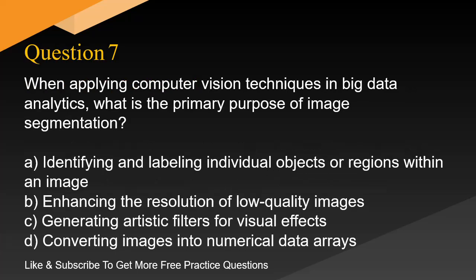Question 7. When applying computer vision techniques in big data analytics, what is the primary purpose of image segmentation? A. Identifying and labeling individual objects or regions within an image. B. Enhancing the resolution of low-quality images. C. Generating artistic filters for visual effects. D. Converting images into numerical data arrays.